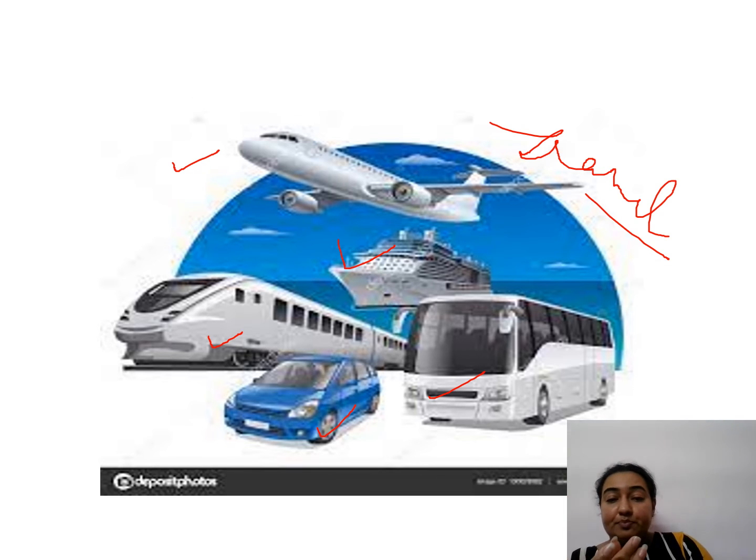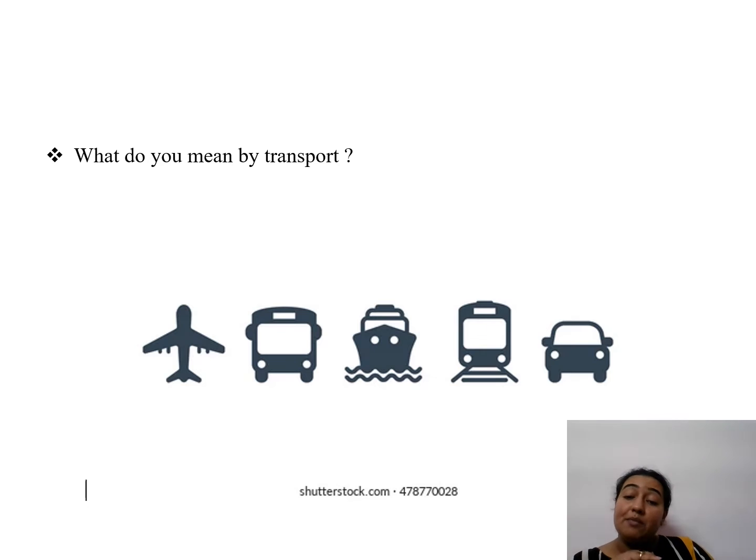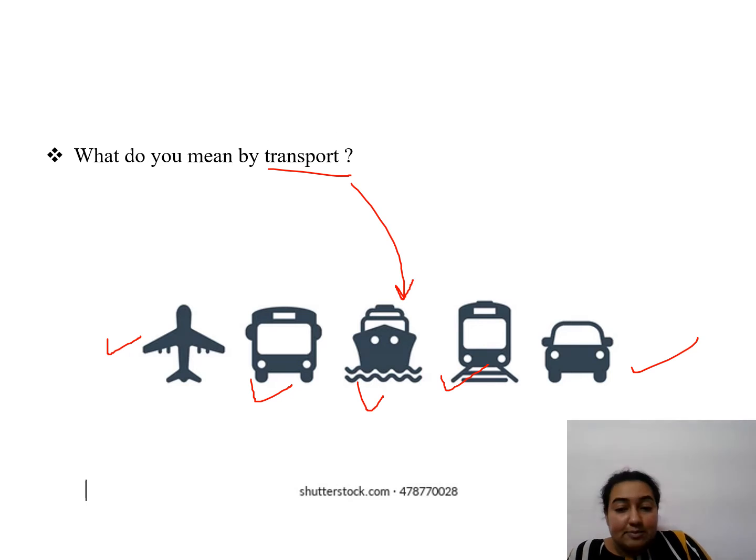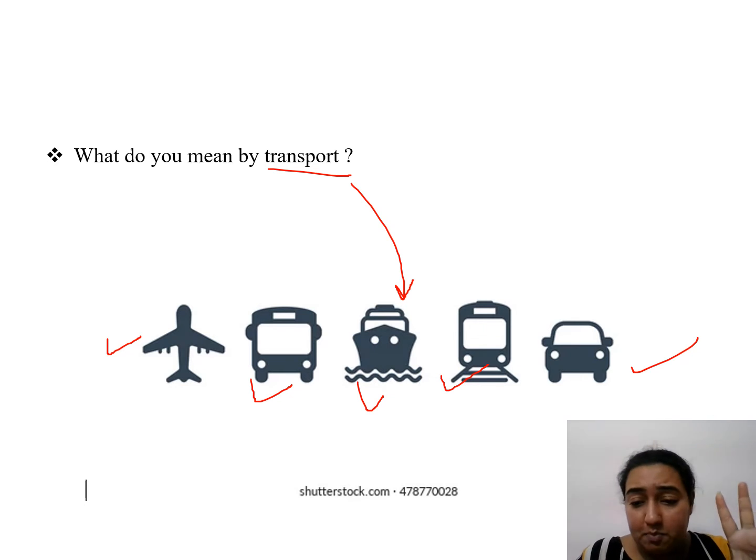Fine. Now, what do you mean by transport? Now we just saw in the image that this is aeroplane, this is bus, this is ship, this is railway train, and this is a car. So we use these different types of transports in order to go from one place to another. So transport means traveling to places, and with the help of these different types of transports we can go from one place to another. Suppose I am not having enough time.